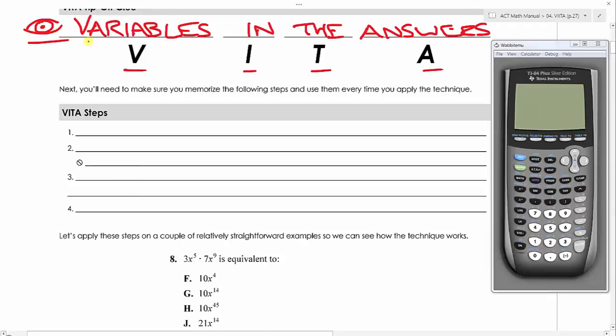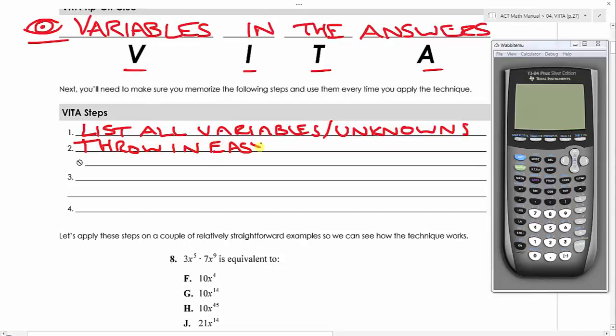So the VITA steps, let's go through these and jot them down. So step 1 of VITA is simply to list all variables or unknowns. List all variables or unknowns. Step number 2 is going to be to throw in easy numbers. So you're going to list your variables, you're going to throw in easy numbers.